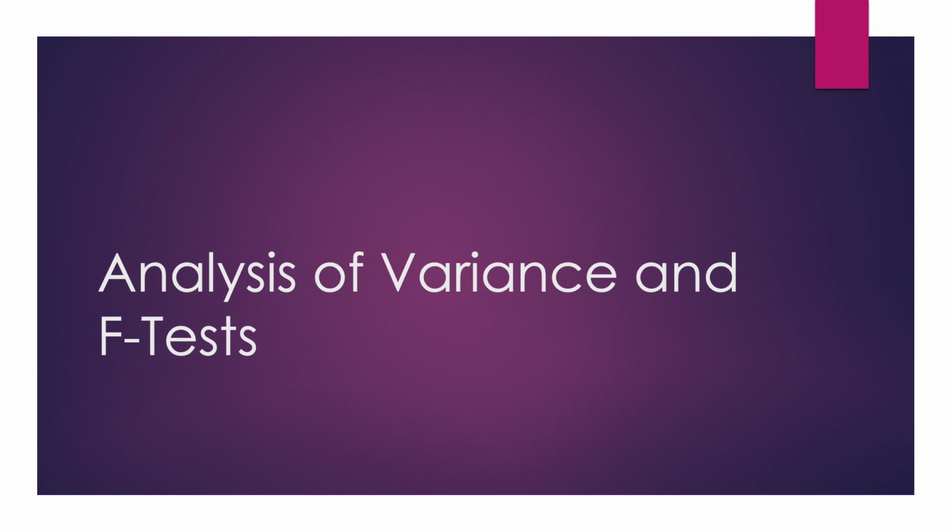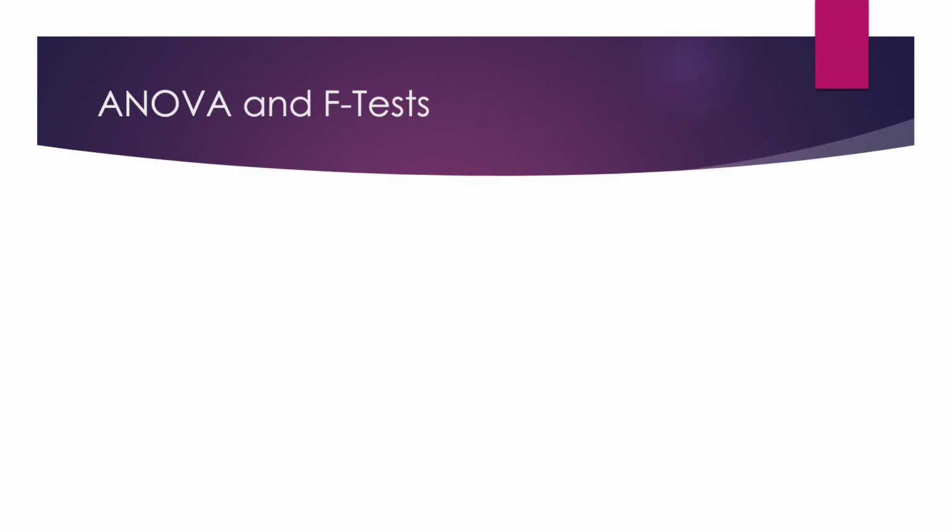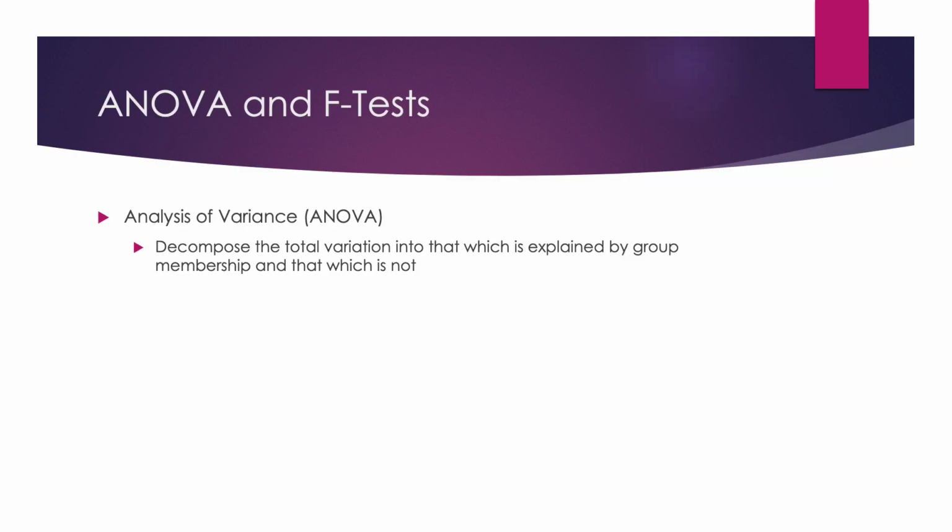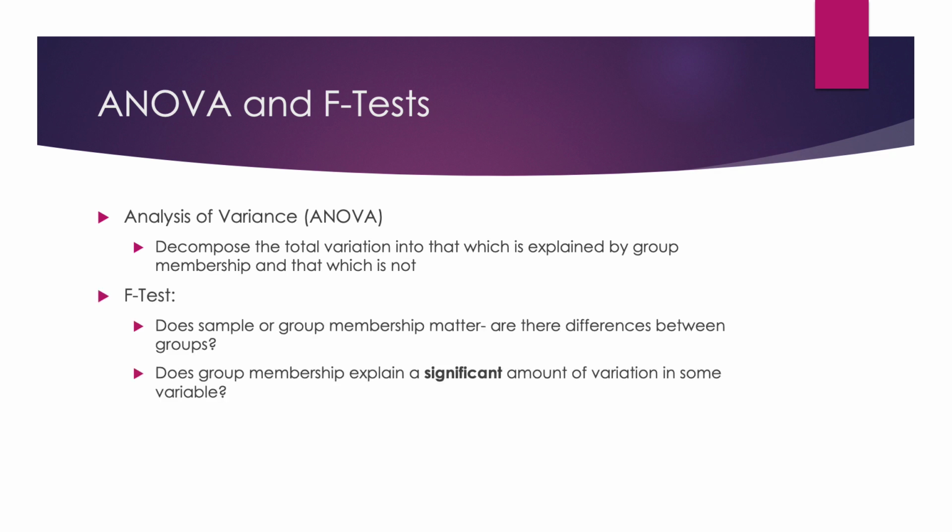This video will be covering the basics of analysis of variance and F-testing. Analysis of variance, also known as ANOVA, decomposes the total variation into that which is explained by group membership and that which is not. And F-testing can determine, does sample or group membership matter? Are there differences between these groups? And does group membership explain a significant amount of variation in some variable?